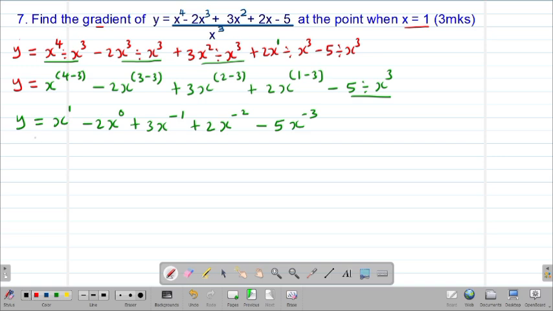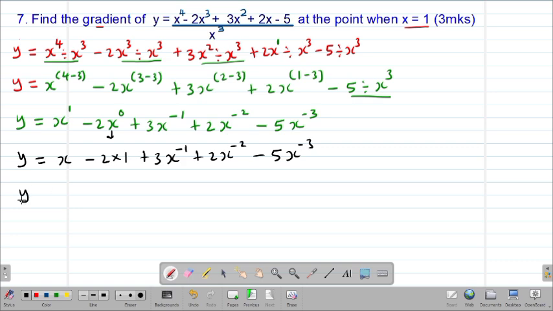So clearly I'm having y equal to x power 1, which is the same as saying x, then of course minus 2, x power 0 is 1, so negative 2 times 1, I'll get negative 2 times 1. Then plus 3x power negative 1, then plus 2x power negative 2, minus 5x power negative 3.